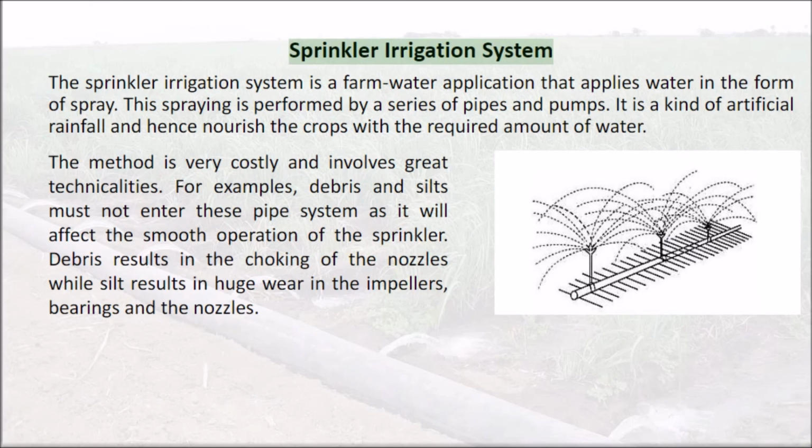Sprinkler irrigation system. The sprinkler irrigation system is a farm water application that applies water in the form of spray. This spraying is performed by a series of pipes and pumps. It is akin to artificial rainfall and hence nourishes the crops with the required amount of water. The method is very costly and involves great technicalities. For example, debris and silts must not enter the pipe system as it will affect the smooth operation of the sprinkler.